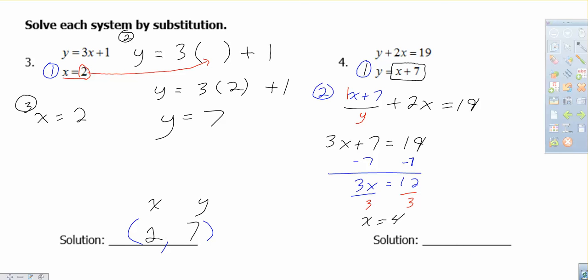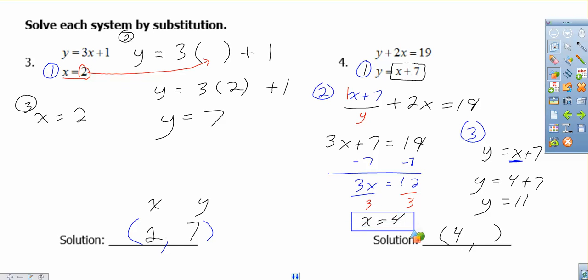That's great. Okay, so in our solution, we have x equals 4. But our last step is going to be to find out what y is. Last step, we're going to go back to our equation we started with, y equals x plus 7. Replace x with 4 because that's what we found it to be. So y equals 4 plus 7, which is 11. Y is 11, and that is really what we're after. We want these two together to be that ordered pair, 4, 11.